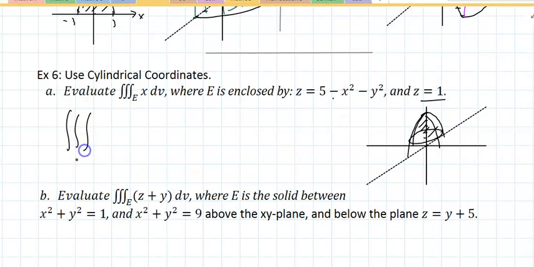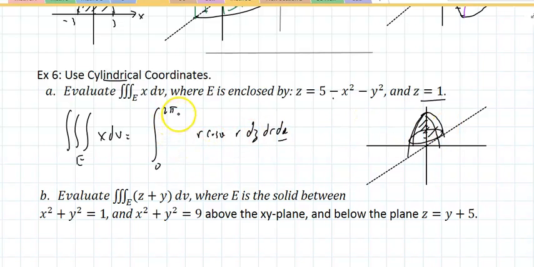Well, the triple integral over region E of x dV is going to be, using cylindrical coordinates, r cosine theta times r dz dr d theta. Well, let's see. Theta runs from 0 to 2 pi. Well, z runs from 1 to z equals 5 minus r squared.